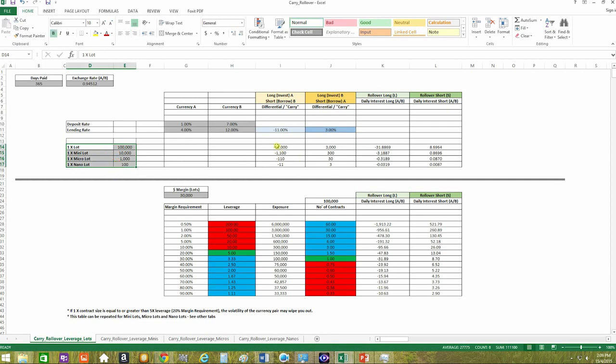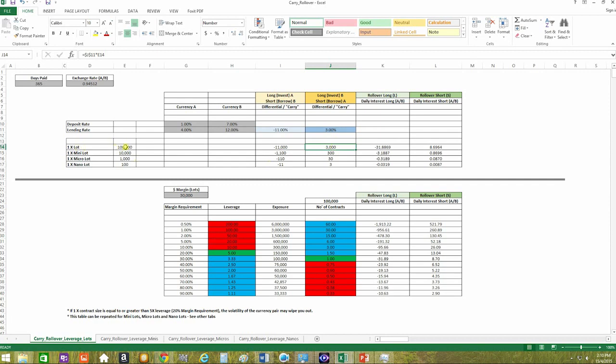And what we've done is work this out in dollar terms for the various trading sizes. So for example, if you went long one lot of currency A, short currency B, per year, you're going to be paying out from your trading account a debit of 11,000. And conversely, if you do the opposite, which is long currency B, short currency A, so basically you're short the currency pair AB, you're receiving a credit of 3,000 per year.